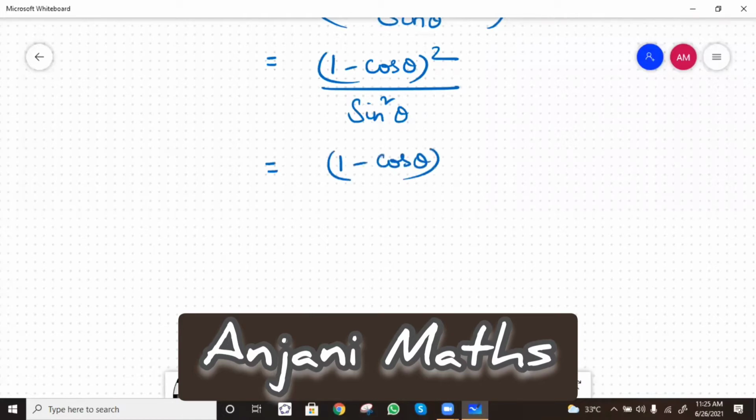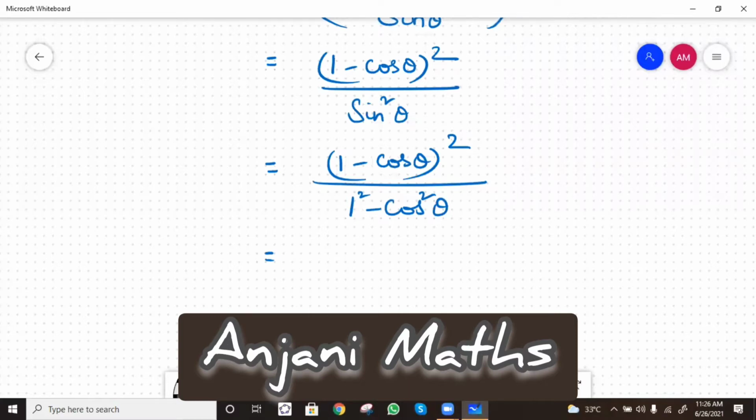What is sine square theta? It's nothing but 1 minus cos square theta. Can I write 1 minus cos square theta as 1 square minus cos square theta? Then it will be of the form A square minus B square. What is A square minus B square? Algebraic identity: A minus B into A plus B.